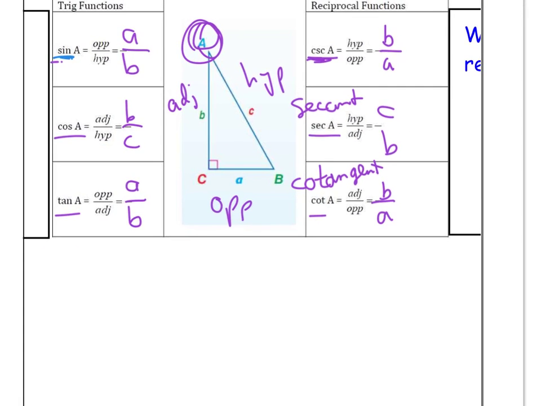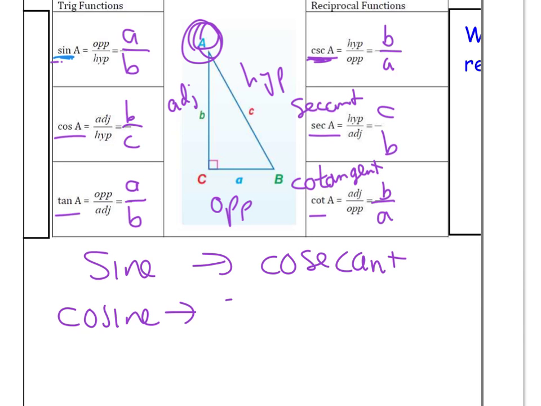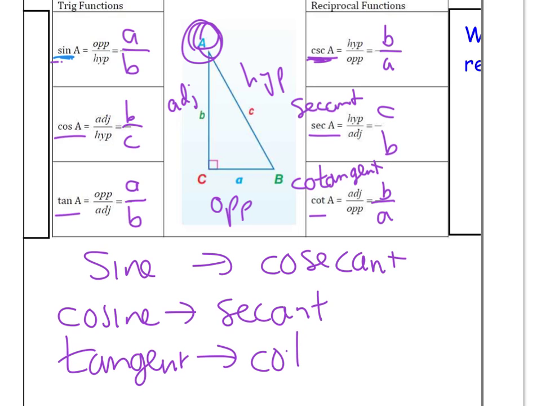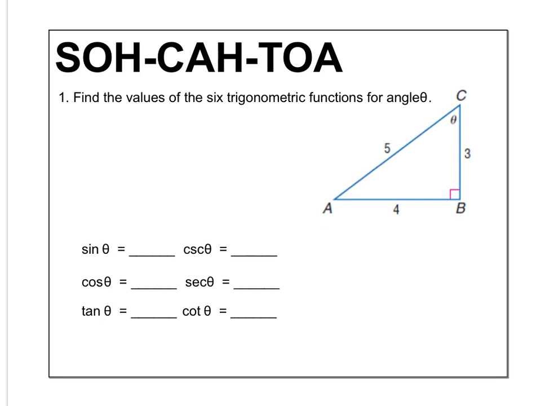So you've got sine, and the reciprocal is cosecant. You have cosine, and the reciprocal is secant. You've got tangent, and the reciprocal is cotangent. In each pair, you've only got one co. That's how you remember that. Reciprocals just mean flipped over. So with SOHCAHTOA, find the 6 values for the trig functions here.